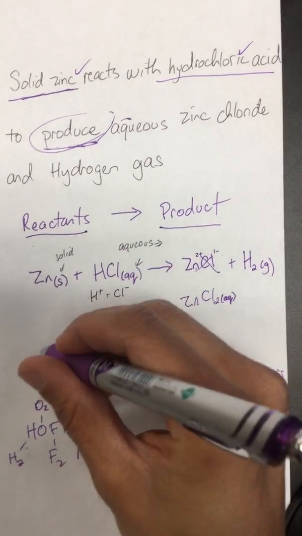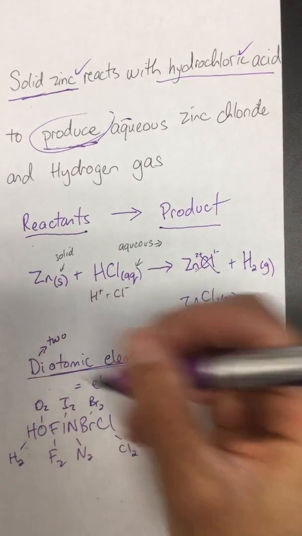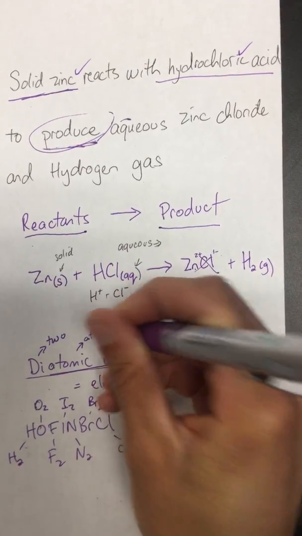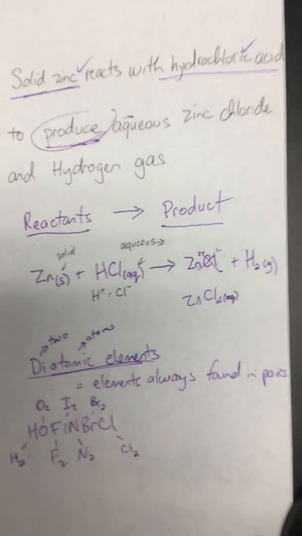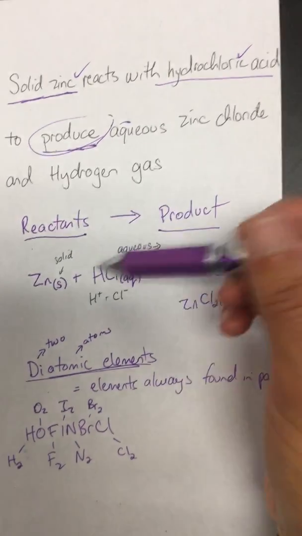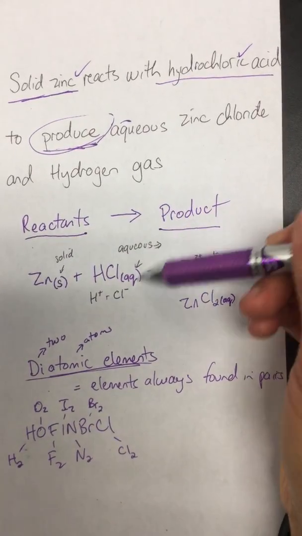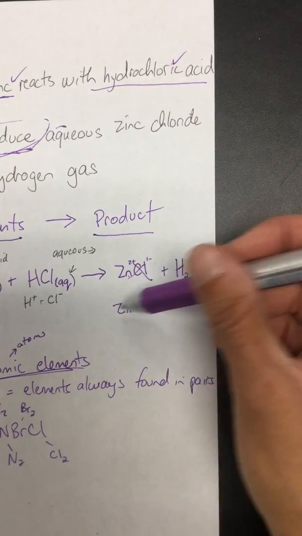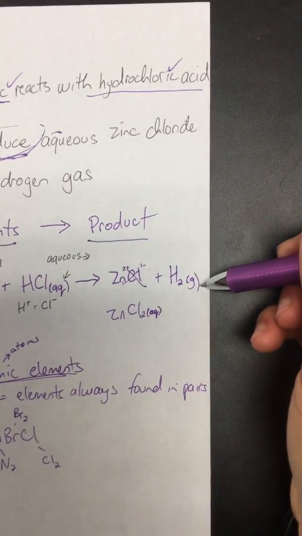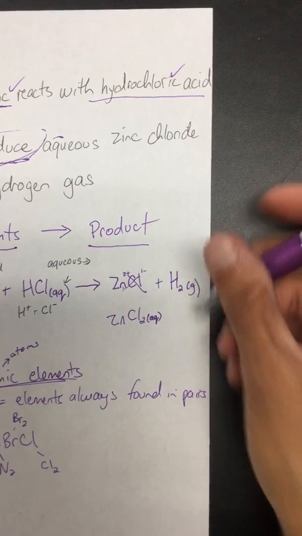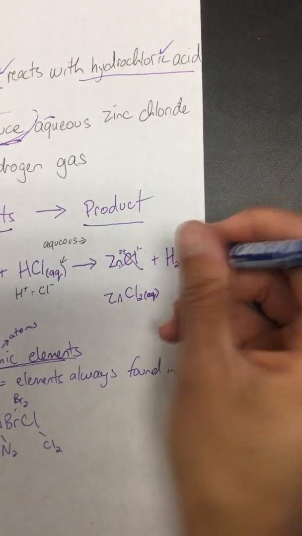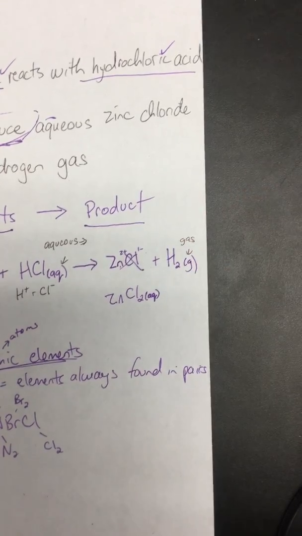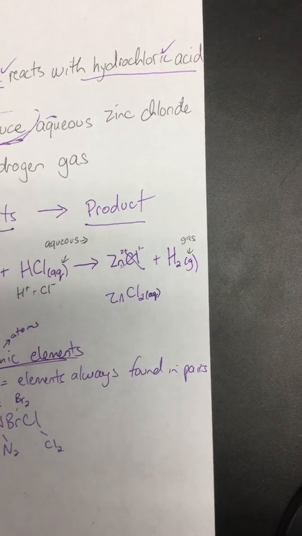Okay, so diatomic, and of course, di happens to mean 2, and atomic is talking about the number of atoms that we have. So this is one example where we'd have our solid zinc, we've got our aqueous HCl, we've got aqueous zinc chloride here, and then we put a little g there to stand for our gas that's forming. Because when hydrogen reacts, we often get that gas form, because hydrogen is often found as a gas.